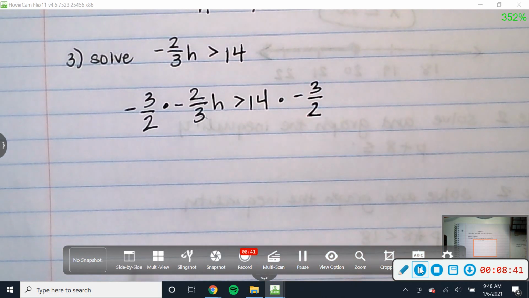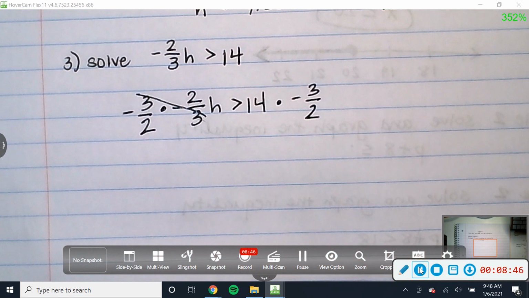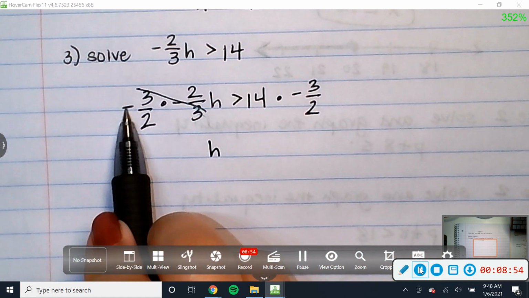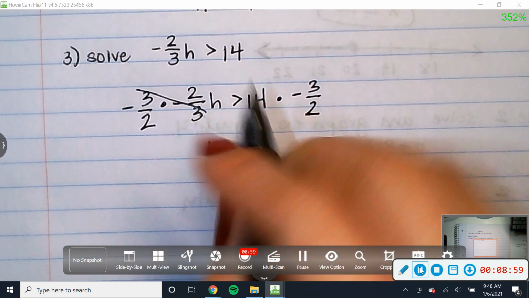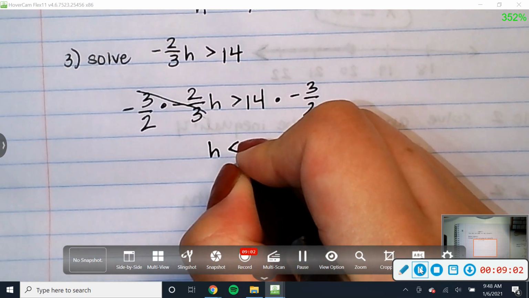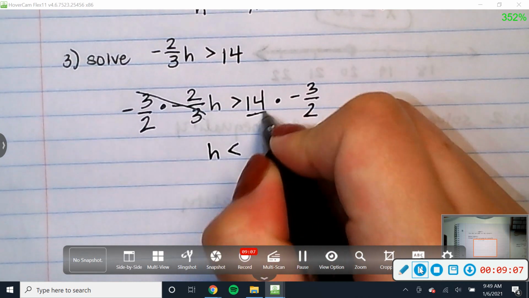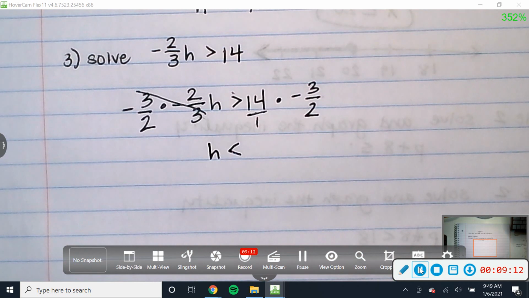Okay, so I do that. Anytime I multiply a reciprocal, I cancel the whole fraction out, because this whole thing will cancel out. So I'm just left with h on this side. But I multiplied a negative number, right? This is a -3 over 2. When I multiply something that's negative, gotta change the direction of my inequality sign, and then I will solve over here. So I'm going to put this 14 over 1, and then when I multiply these numbers right here, you can do 14 times 3, and then you can divide that by 2.